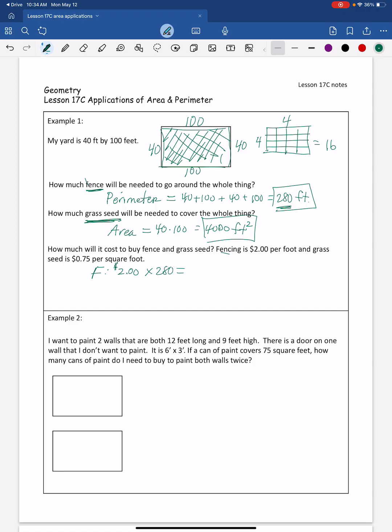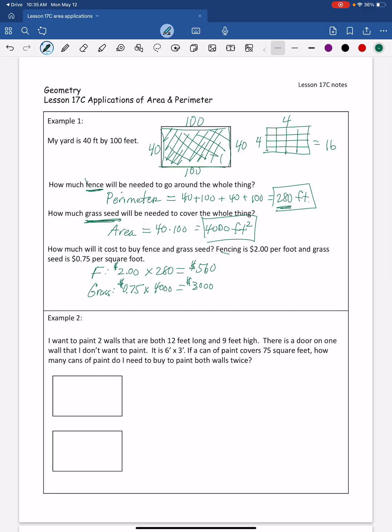So $2 times 280 feet is $560. So that's just for the fence around the yard. And then for grass, it's going to be $0.75, or otherwise 75 cents, times how many feet am I going to need? I need 4,000 square feet. And when I multiply those together, I get $3,000.